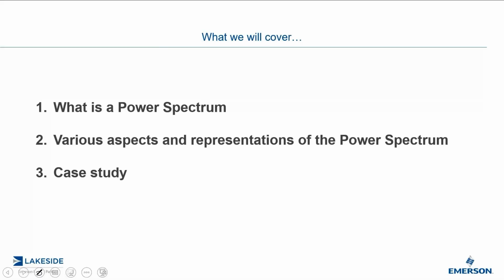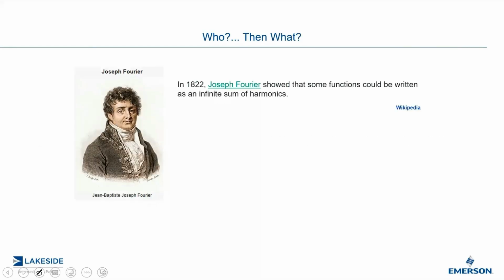So to show you how you can apply it, and where I use it, it can be a very powerful tool. So Fourier, really, who was this man? Jean-Baptiste-Joseph Fourier, 1822, showed that any kind of function could be rewritten as an accumulation, an infinite sum, of harmonics.